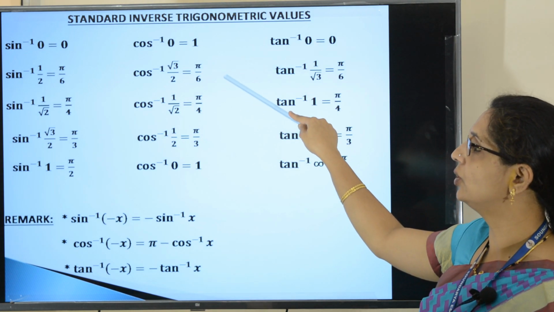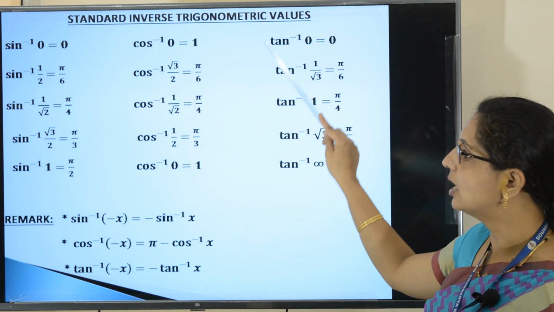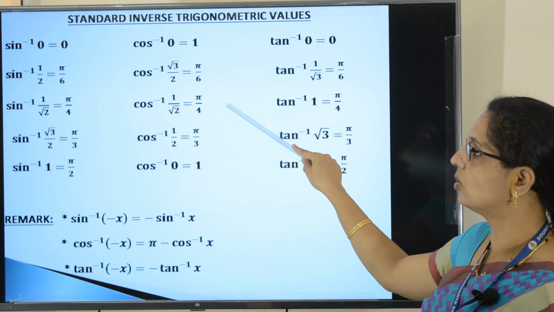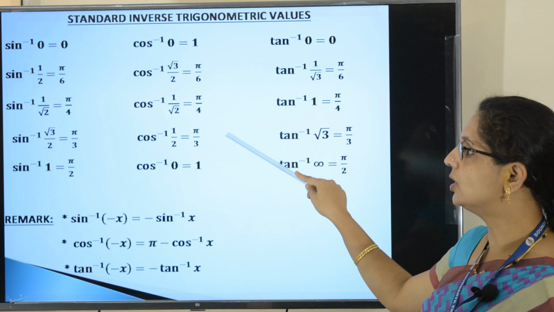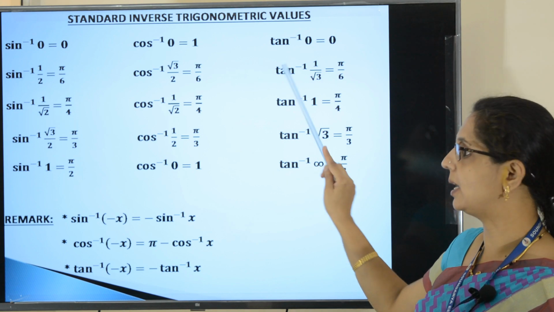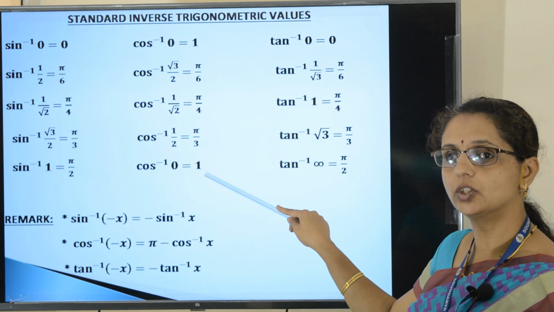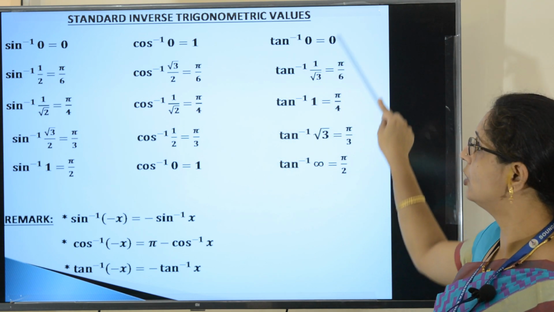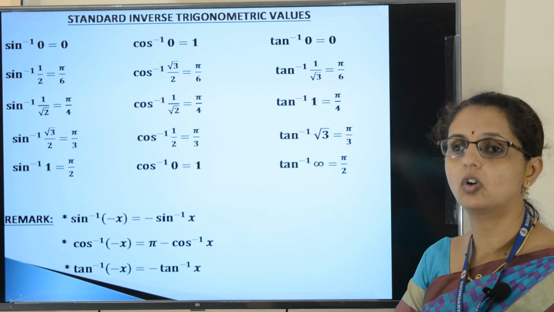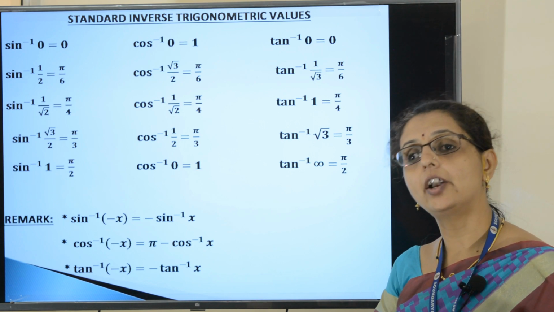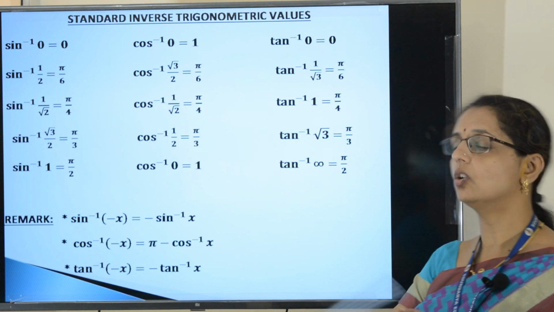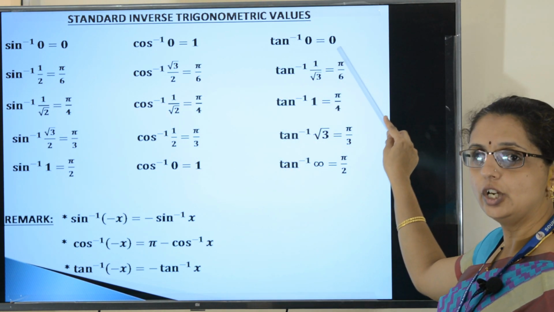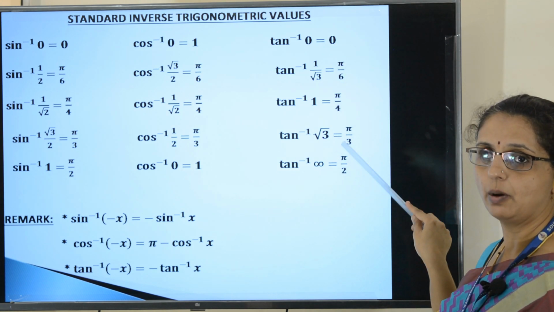Cos inverse of root 3 by 2 is pi by 6. Cos inverse of 1 by root 2 is pi by 4. Cos inverse of 1 by 2 is pi by 3, and cos inverse of 0 will be equal to what? Pi by 2. After that, I'll take you to the third column that depends on tan inverse. Tan of 0 is 0. Tan inverse of 0 also will be equal to 0. Very standard values to be memorized.